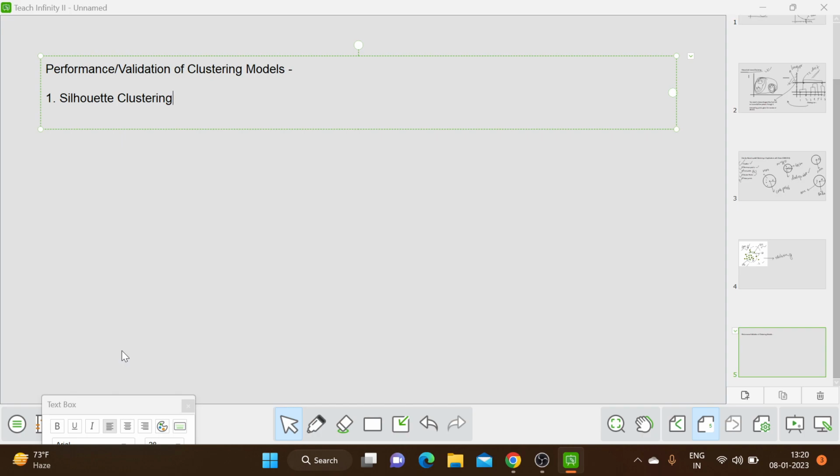Another is the RAD method, which we do not need to understand. The main thing is silhouette clustering. What is this silhouette clustering? The main thing we will see.